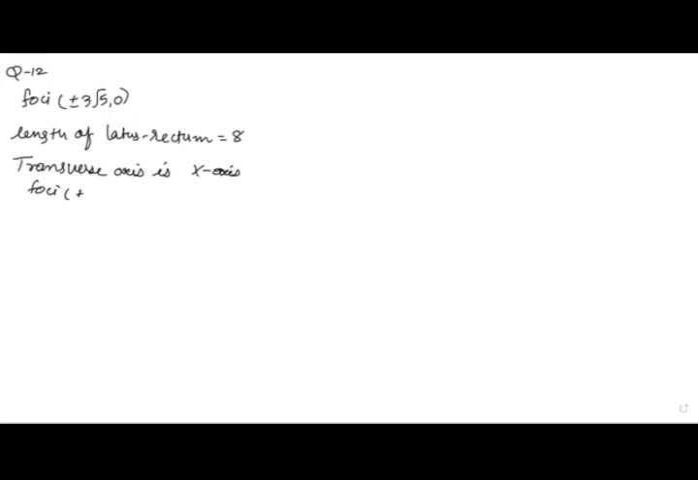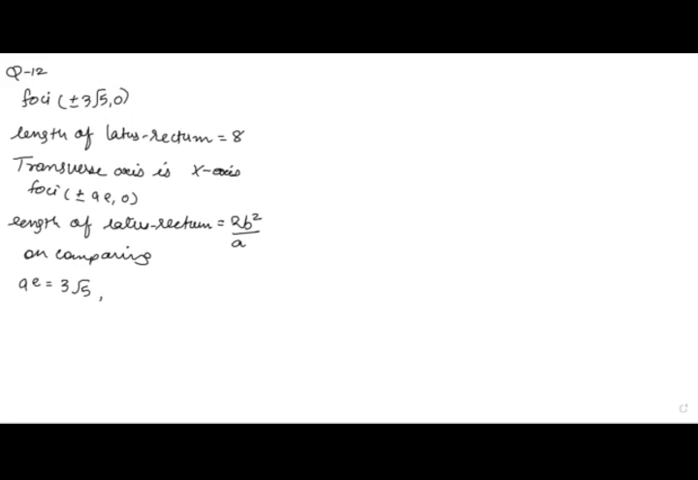So foci is at plus minus a comma 0, whereas the length of the latus rectum is 2b square by a. So on comparing, I will get AE as 3 root 5, whereas 2b square by a as 8. AE is 3 root 5, and here I will simplify this as b square is equal to 4a.